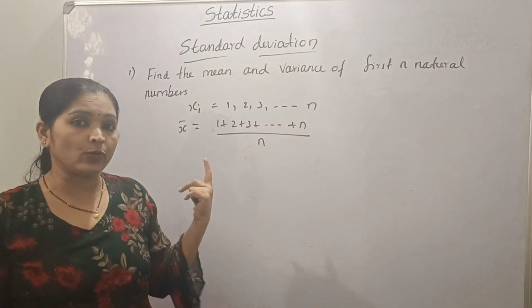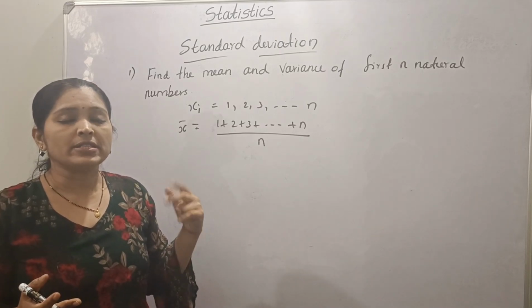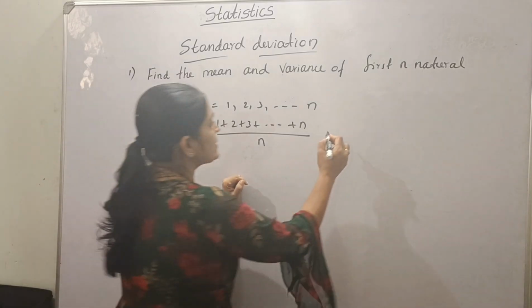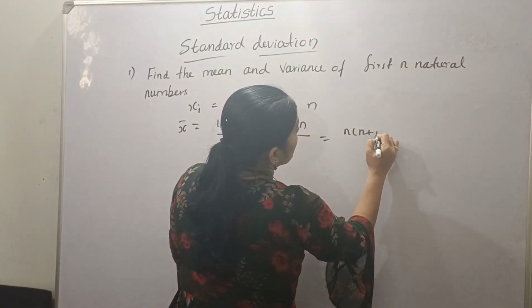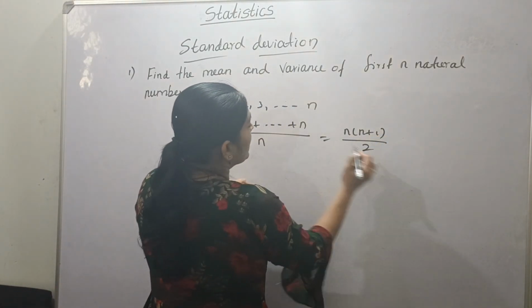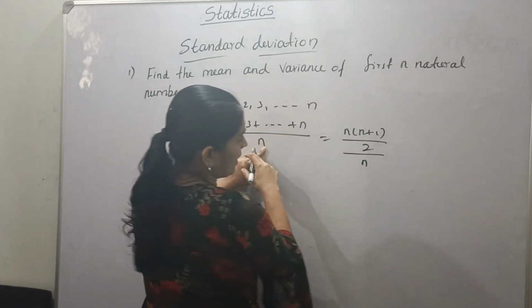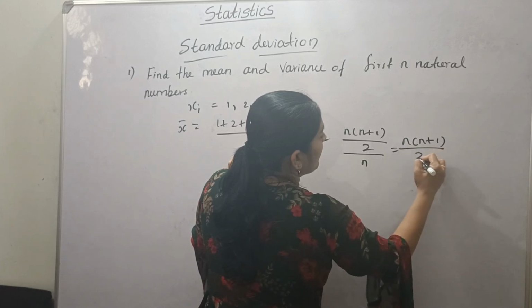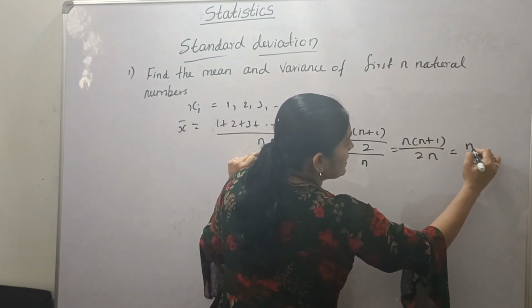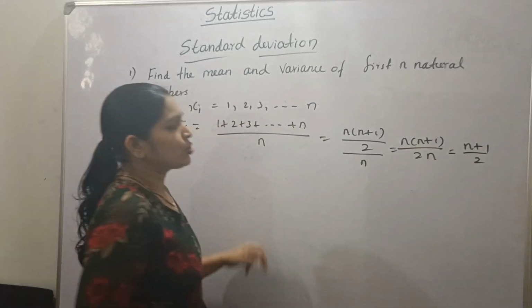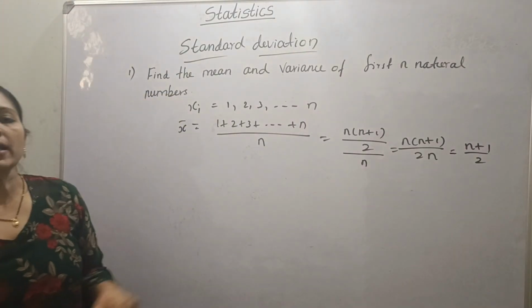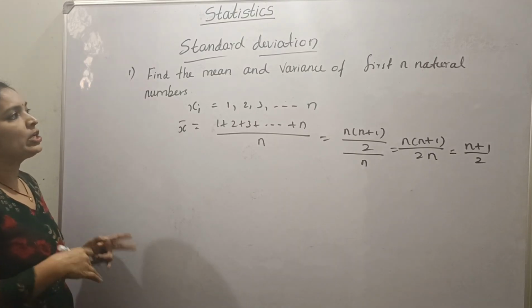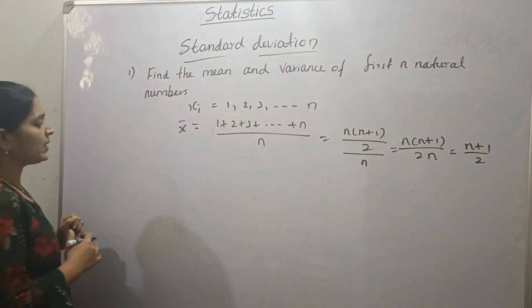So here it is 1 plus 2 plus 3 plus etc. plus n. In sequences and series we studied that the sum of the first n natural numbers is n into n plus 1 divided by 2, divided by this n. So it will become n into n plus 1 divided by 2n. So n cancelled, so n plus 1 by 2. So n plus 1 by 2 is the mean of this data, okay. Next, let us find the variance, that is the square of the standard deviation.